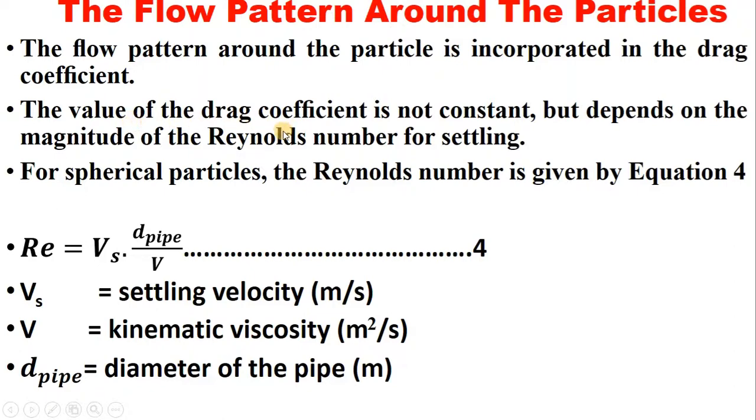The value of the drag coefficient is not constant, but depends on the magnitude of the Reynolds number for settling. For spherical particles, the Reynolds number is given by equation 4. This Reynolds number is equal to the settling velocity multiplied by the diameter all over the kinematic viscosity, where Vs is the settling velocity in meter per second, and nu is the kinematic viscosity in meter square per second.